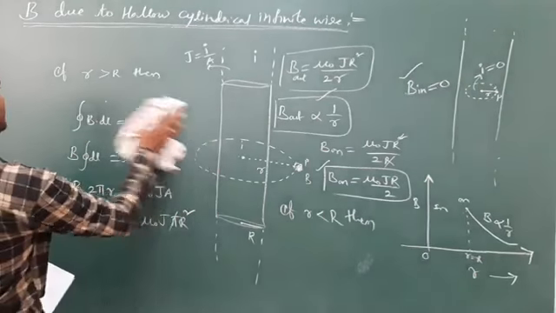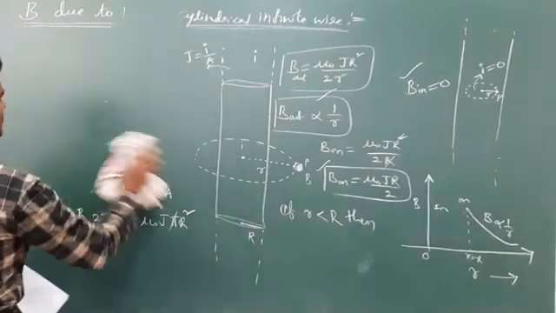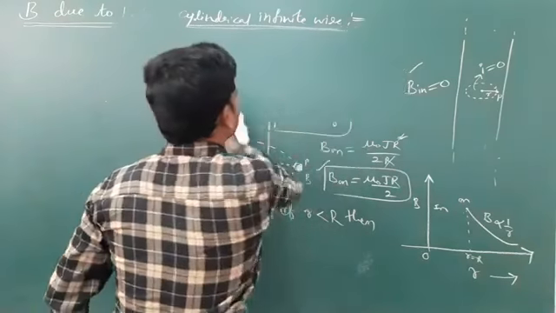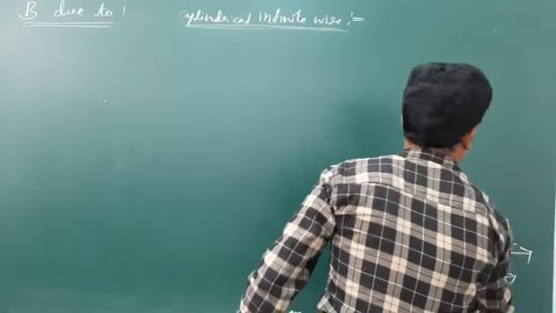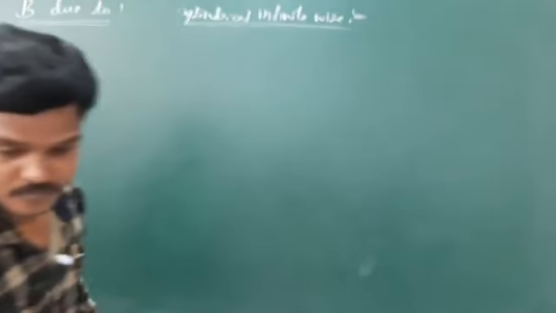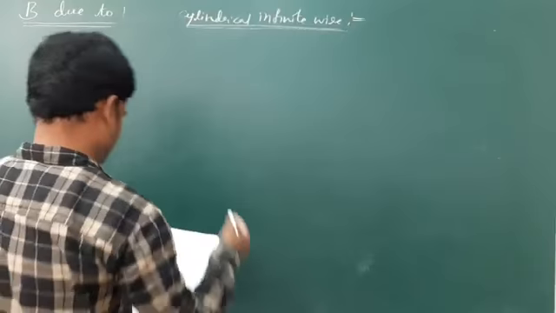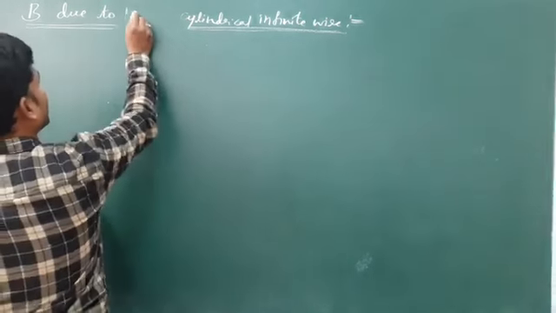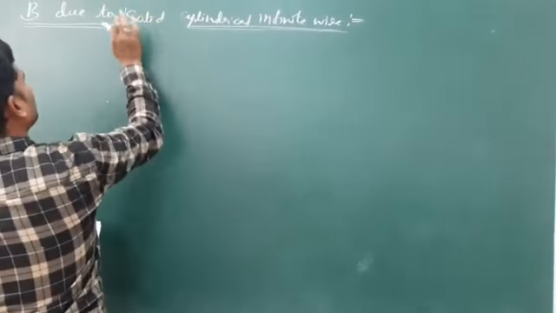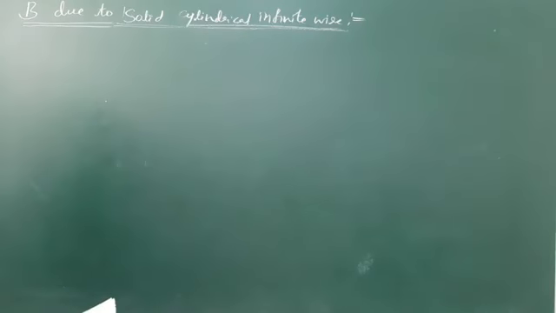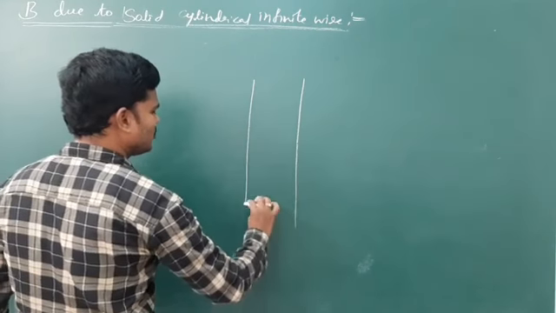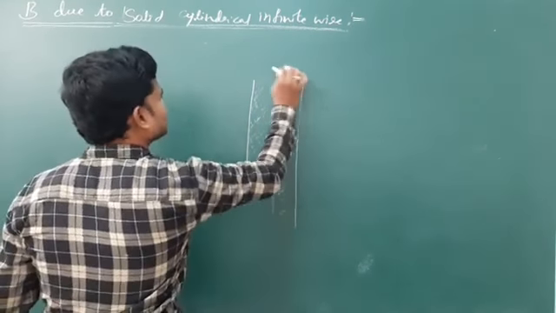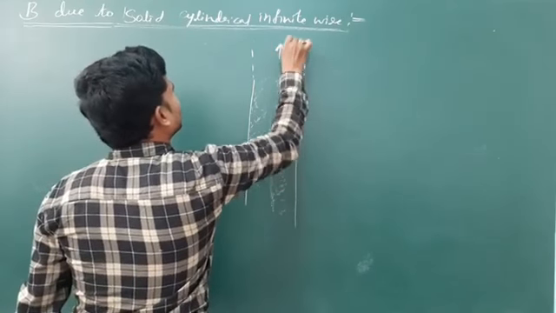Solid cylindrical wire. B due to a solid cylindrical infinite wire. Okay, solid cylindrical infinite wire. See, again the same thing I am going to follow. See, this is the solid wire, solid cylindrical wire, which is carrying current I.